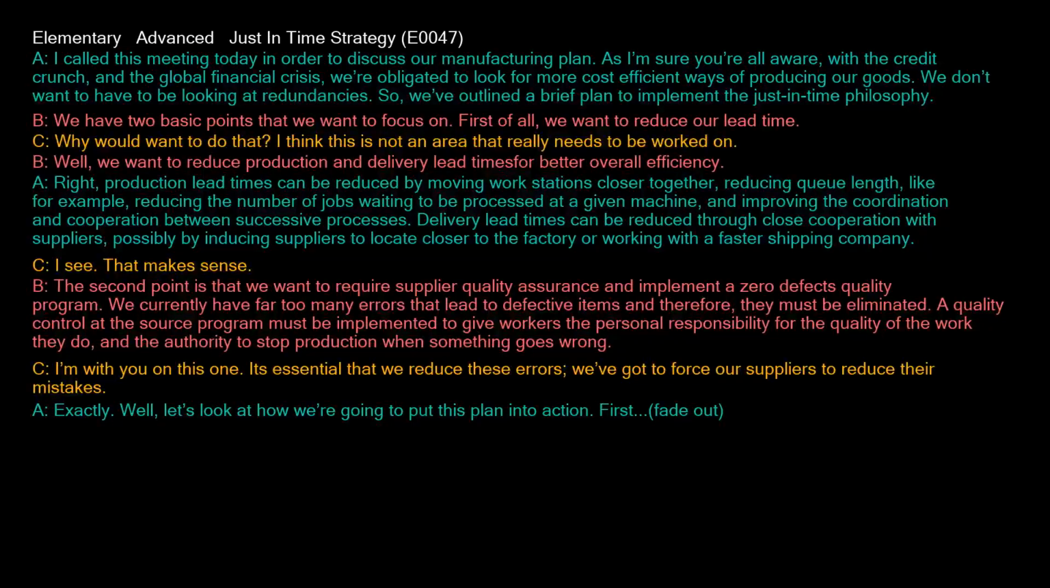Delivery lead times can be reduced through close cooperation with suppliers, possibly by inducing suppliers to locate closer to the factory or working with a faster shipping company. I see. That makes sense.